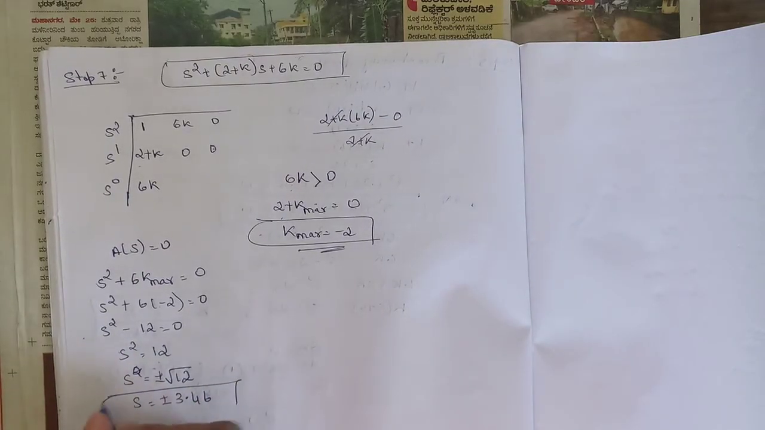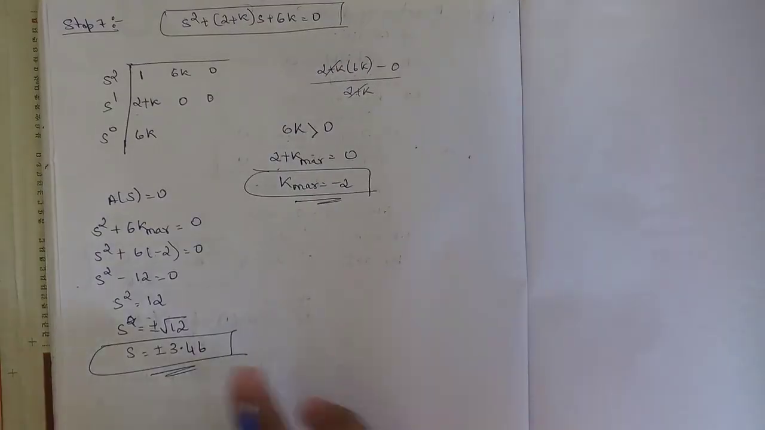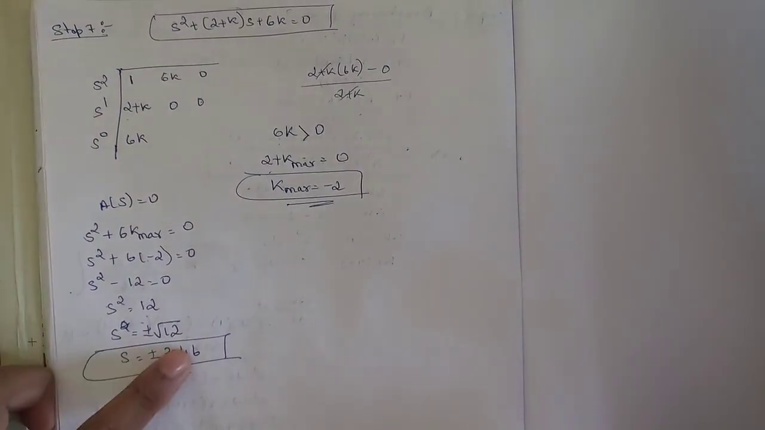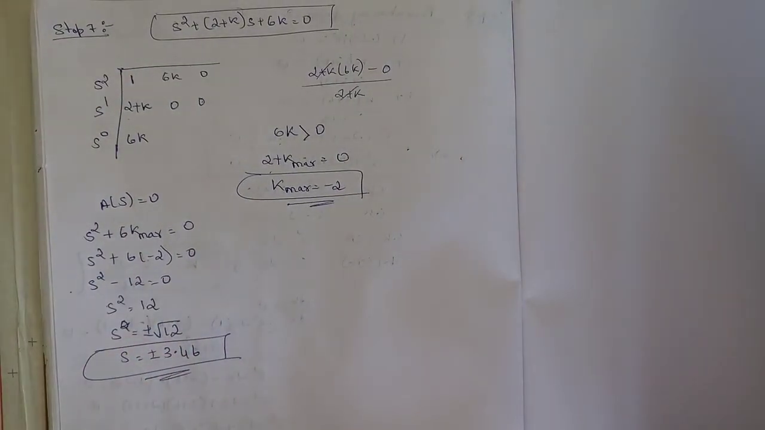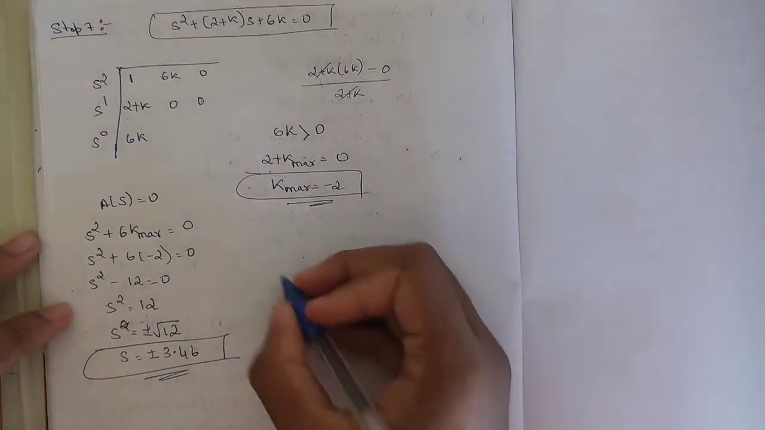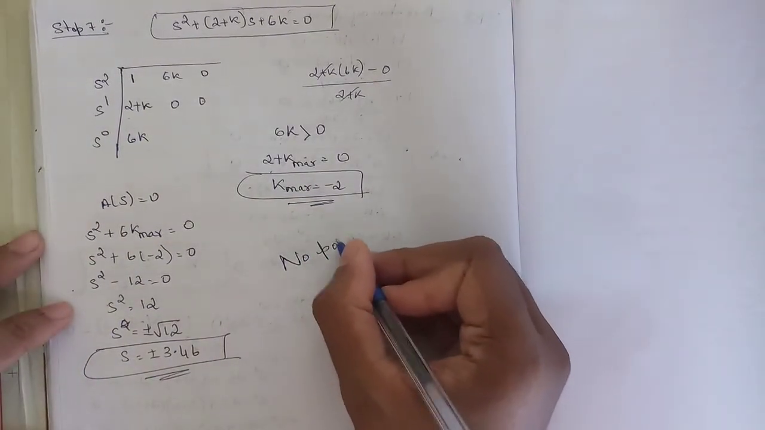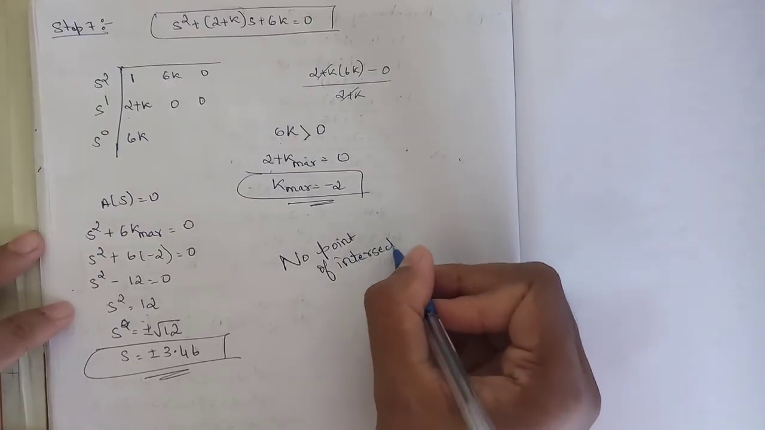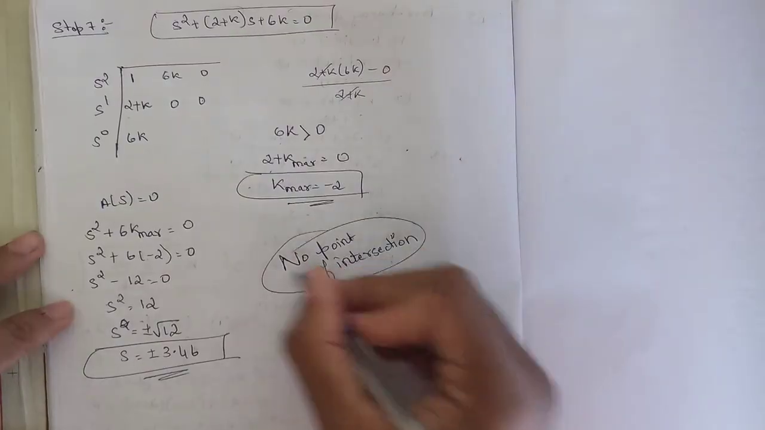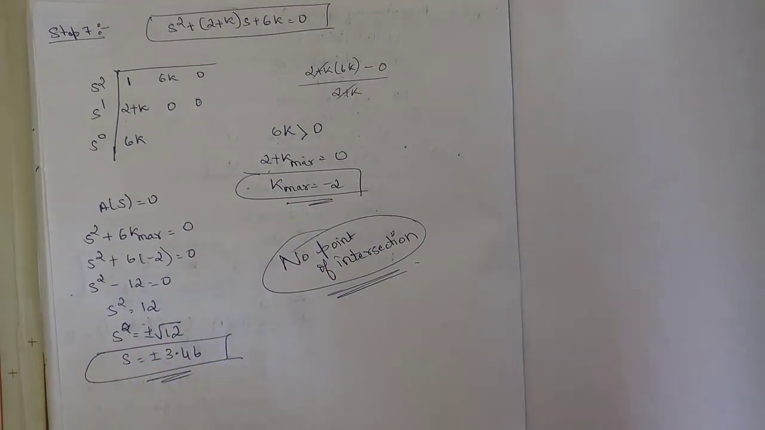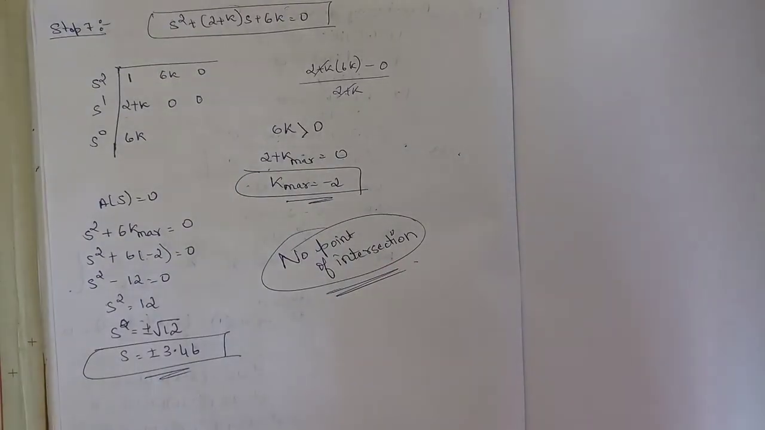In general, what we are getting is 3.46. This is the value of s obtained, but you can see that this is not an imaginary value, this is a real value, plus 3.46 and minus 3.46. In this step we were calculating the intersection on the imaginary axis, right? But since we have got a real value, we can say directly that there is no point of intersection. I've told you that whenever we get the value of s as 0 or any real value, there is always no point of intersection, because we need to get imaginary values in this case. So we can directly write it as no point of intersection.